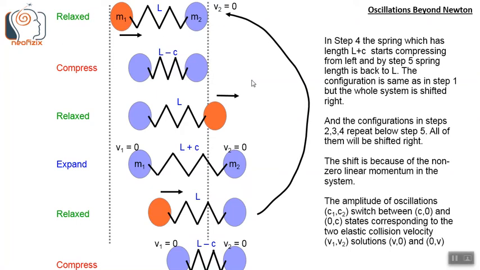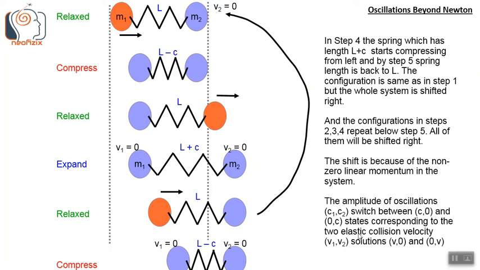And in step 2, this switches from (C, 0) to (0, C). That is, now the mass m1 is at rest, it stops, so the amplitude is 0. And the second mass is oscillating at this stage, getting into the oscillation, so it has the same amplitude C as m1 had in the previous step. So (C, 0) switches to (0, C).